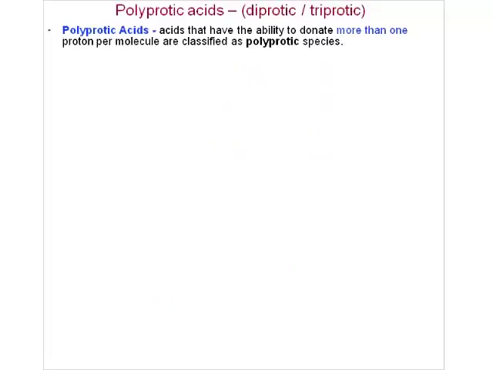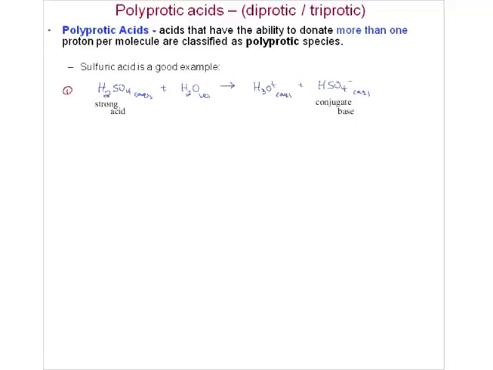Okay, what we're going to talk about now are polyprotic acids or bases. In this case, polyprotic acids. These are acids that are capable of donating more than one proton at a time, more than one hydrogen. So some examples here would be, for instance, sulfuric acid. In the very first sulfuric acid, we have H2SO4.